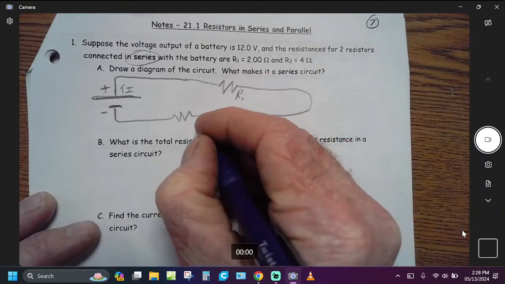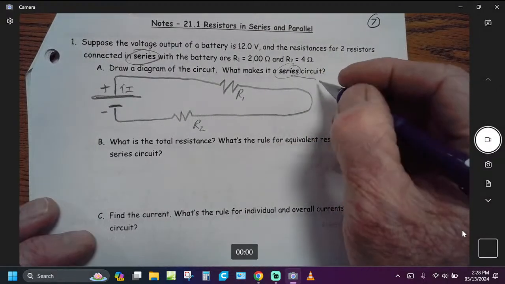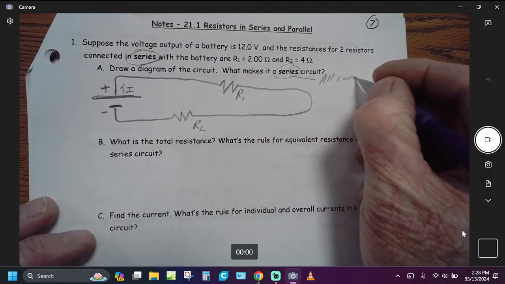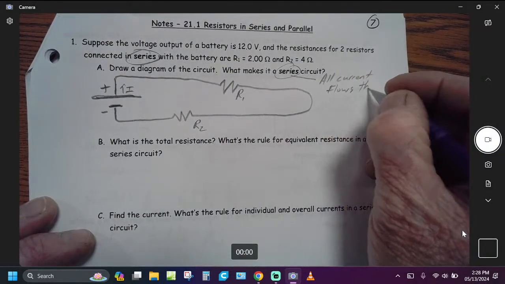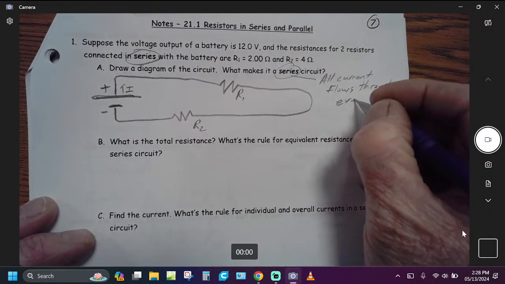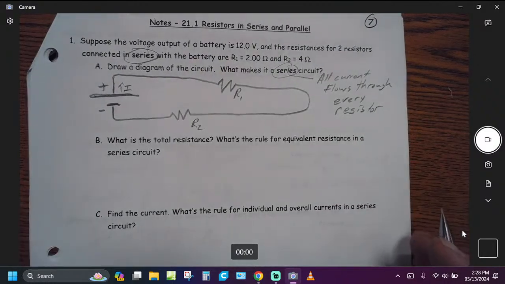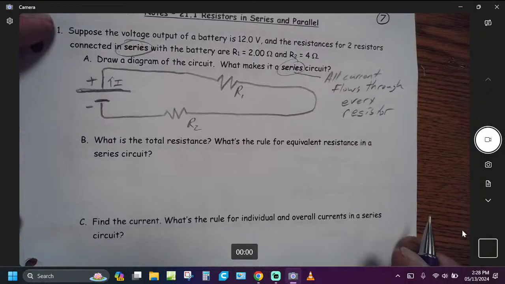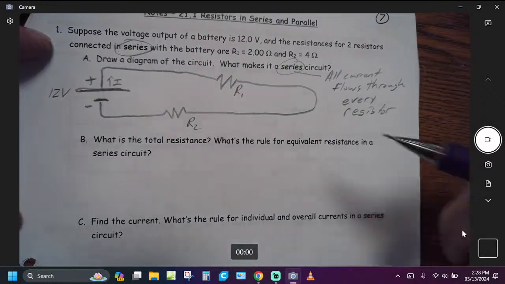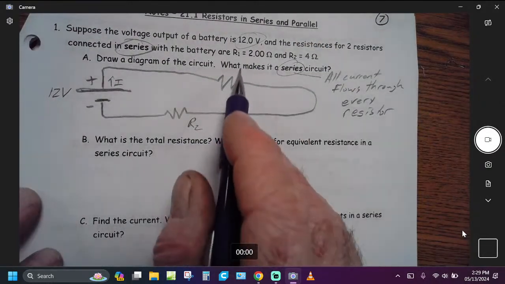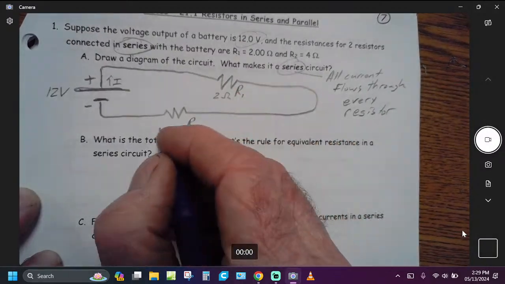So this is R1, this is R2, and what makes these in series? All current flows through every resistor. So that's kind of the definition of series. This is a 12-volt battery, and we're given the resistances of these things. R1 is 2 ohms, and R2 is 4 ohms.